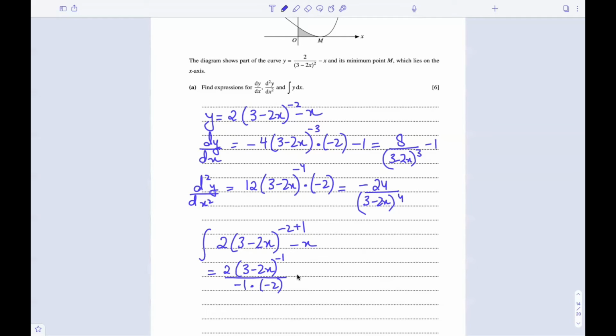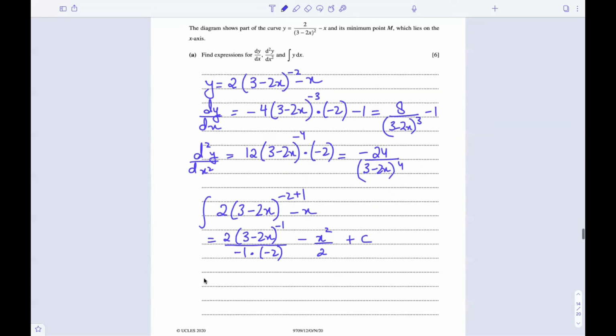Integrating minus x, we get minus x squared upon 2. And we always put a plus c if we have no limits. So the negative signs will cancel out. The 2 will cancel with the 2. We can write the final answer as: the integral of the function y is 1 over (3 minus 2x), minus x squared upon 2, plus c.